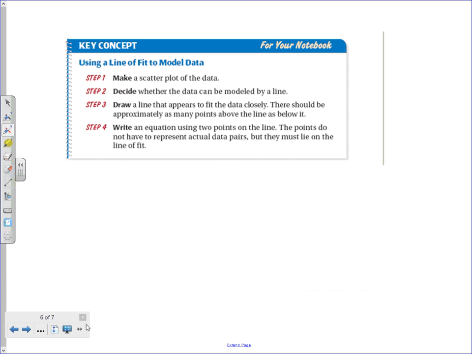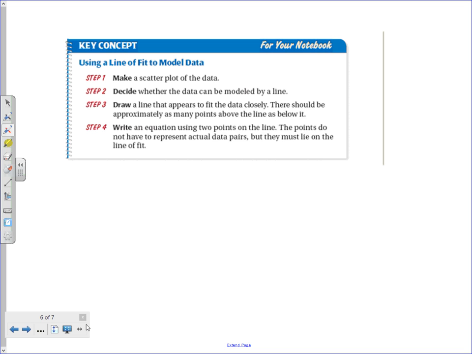So key concept, the directions, the steps, 4 steps. Make a scatter plot. Decide whether it can be modeled by a line. In other words, look at your data. Is it a positive correlation or a negative correlation? If so, continue on. If it has no correlation or relatively no correlation, you're done.